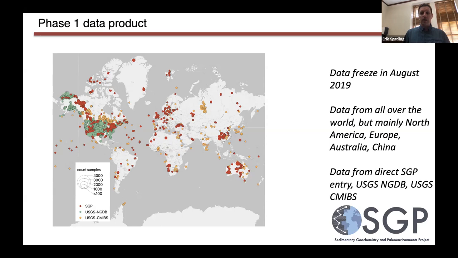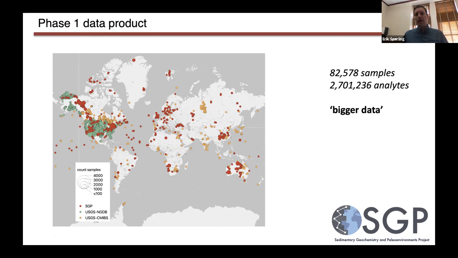The data involves three different types of data. There's direct entry by SGP team members or direct coding by SGP team members, as well as entry from two large USGS data resources, the National Geochemical Database Rock and the Critical Metals in Black Shale Project. The data product includes more than 82,578 samples, all with detailed geological context information.